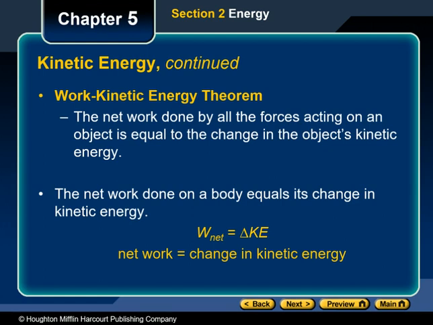When you use this theorem, you must include all the forces that do work on the object in calculating the net work done. From this theorem, we see that the speed of an object increases if the net work done on it is positive, because the final kinetic energy is greater than the initial kinetic energy. The object's speed decreases if the net work is negative, because the final kinetic energy is less than the initial kinetic energy.